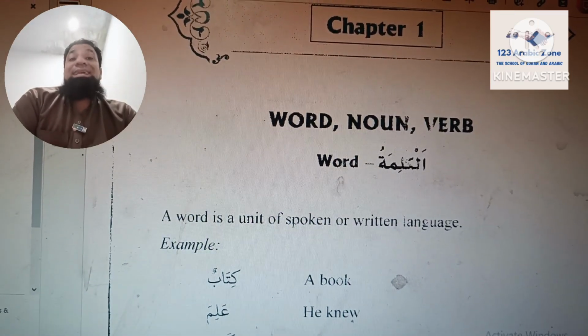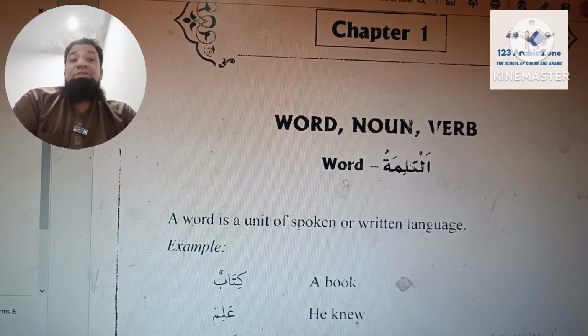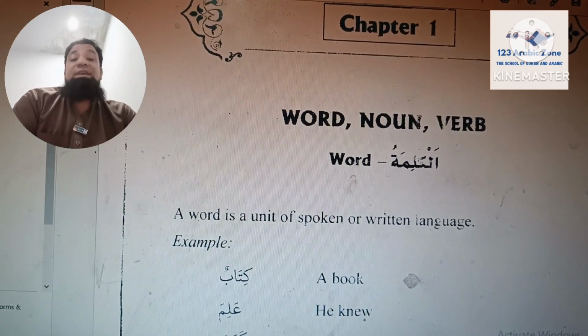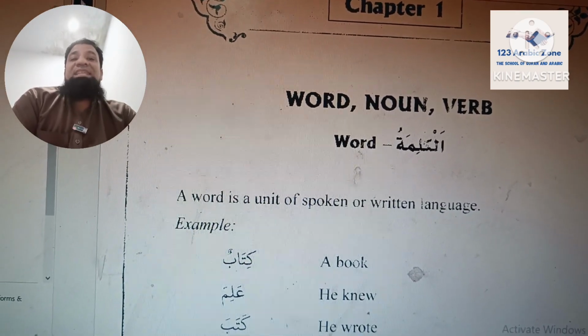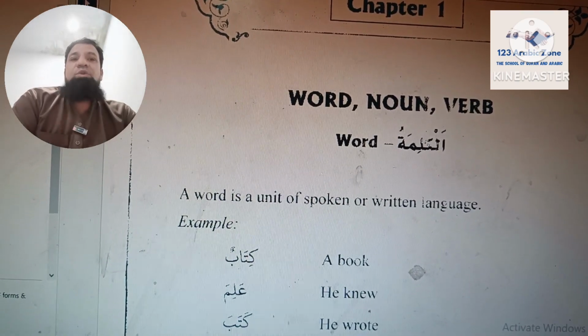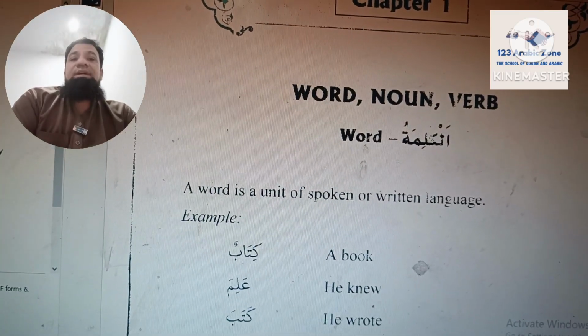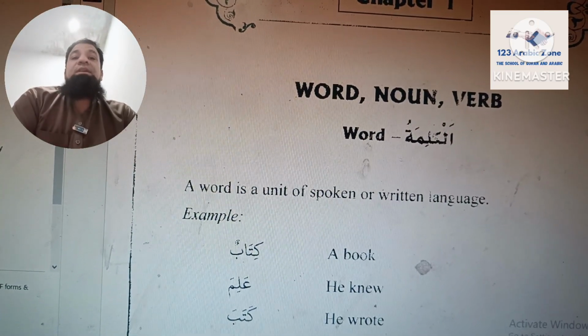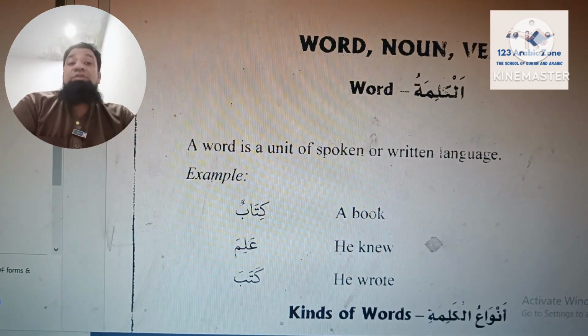Word is called al-kalima. Al-kalima means a word, a unit of spoken or written language. For example, kitabun means a book. Alima, he knew. Kataba, he wrote.